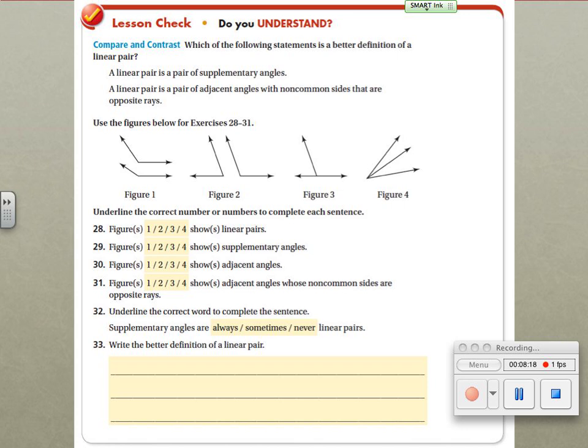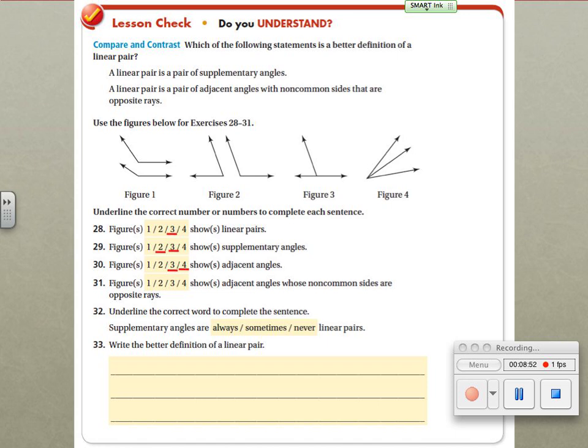Figures 1, 2, 3, 4 show supplementary angles. Well, 2 and 3 are supplementary angles. So 2 and 3 both work there. Figures 1, 2, 3, 4 show adjacent angles. Figure 3 shows adjacent angles, and figure 4 shows adjacent angles. And finally, figures 1, 2, 3, 4 show adjacent angles whose non-common sides are opposite rays. Well, the only one there is 3.